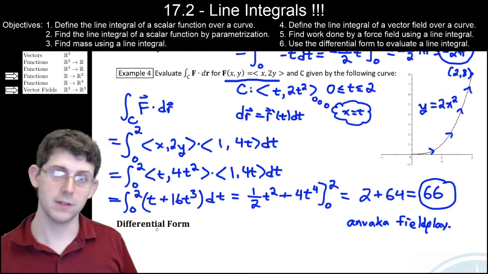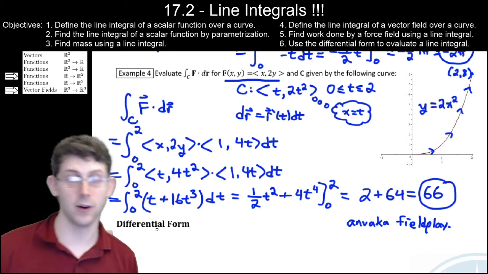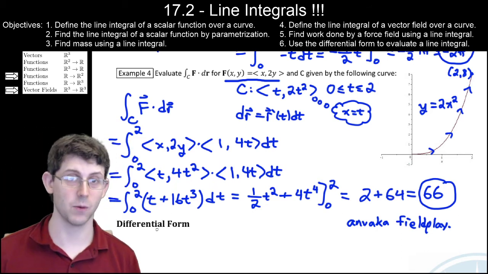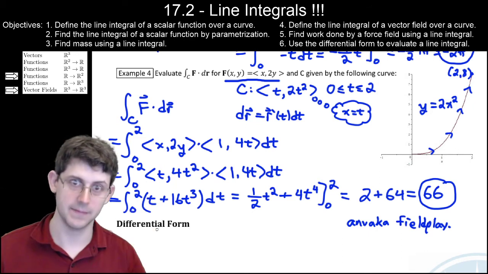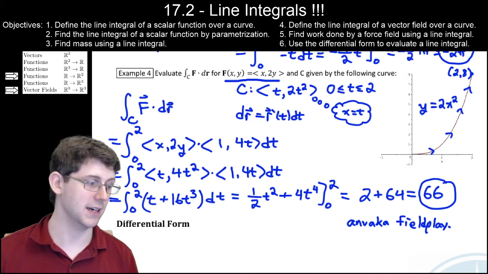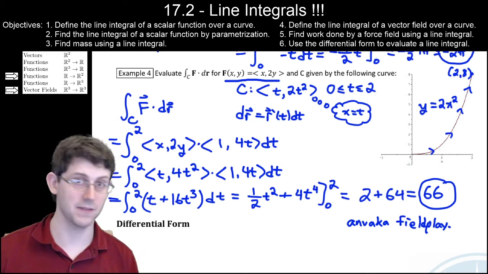So that's how you do line integrals of a vector field over a curve. That's our fourth objective up there. And you usually do that to find the work done by a force over a curve. And that's the fifth objective. So the last thing we need to do in this section is figure out what the differential form of the line integral is.